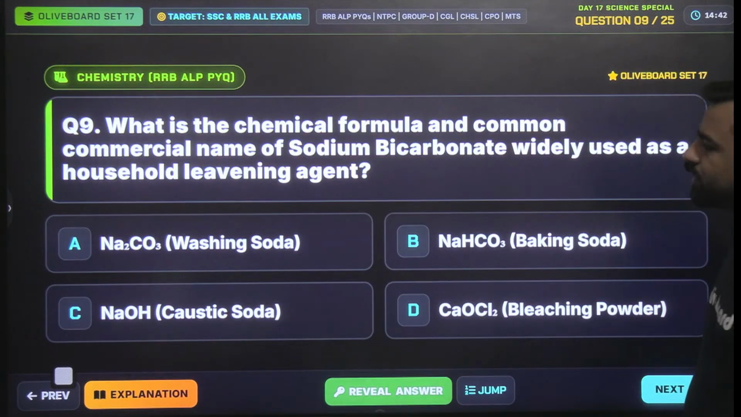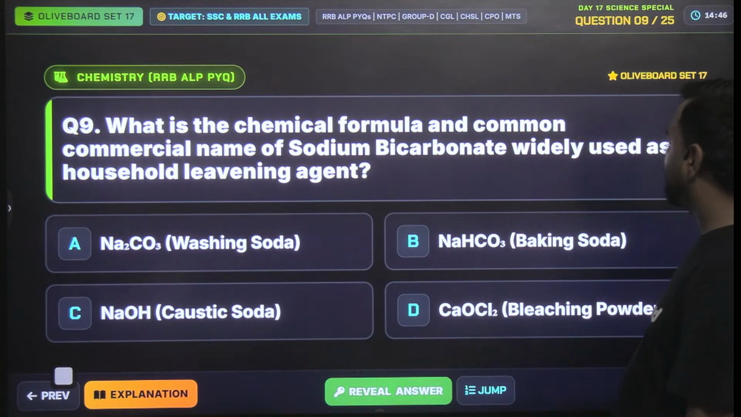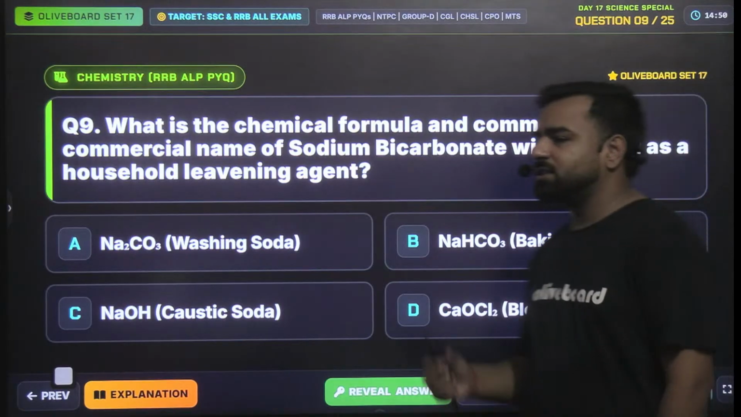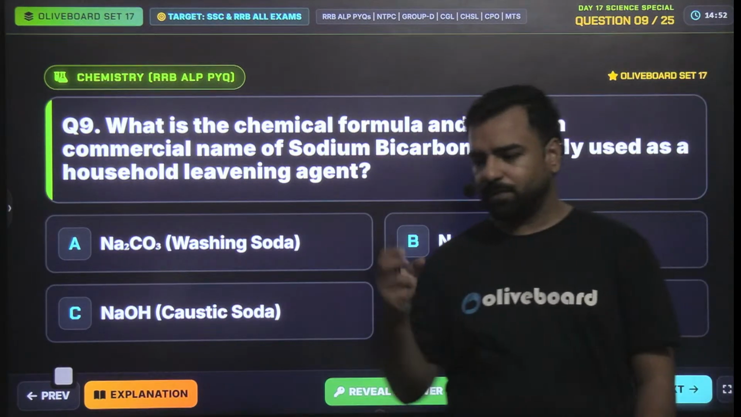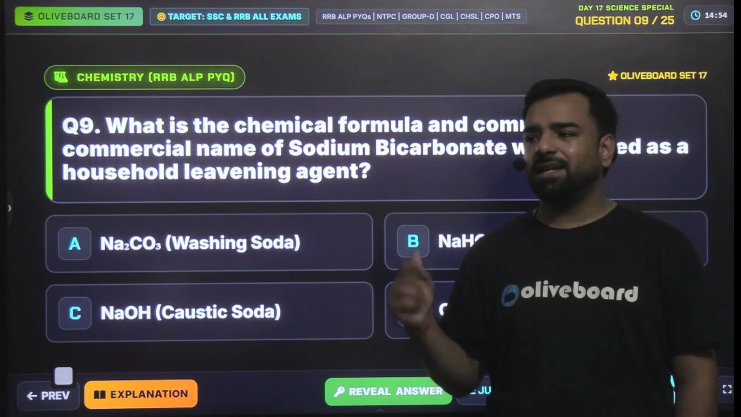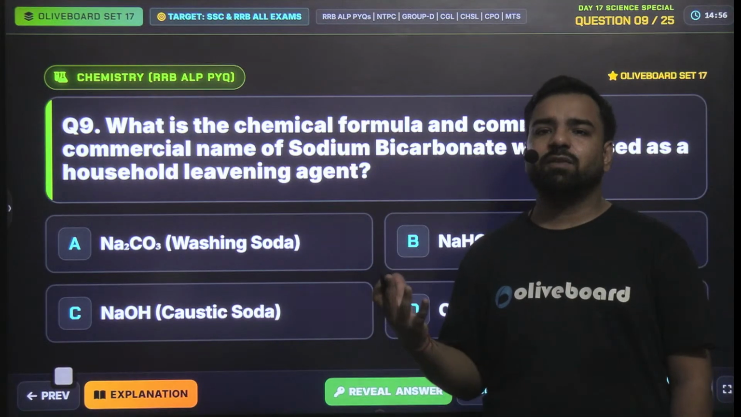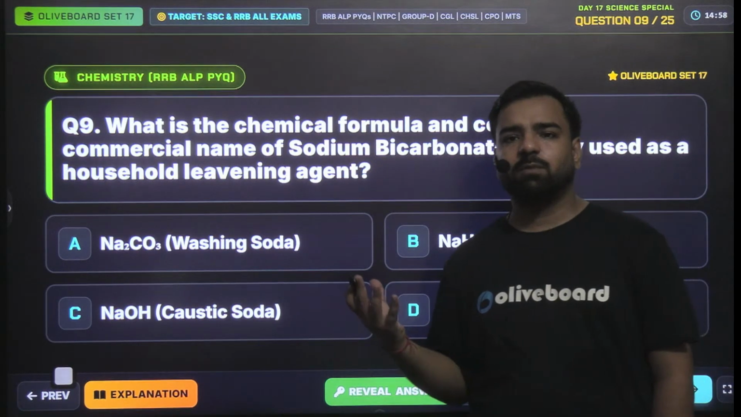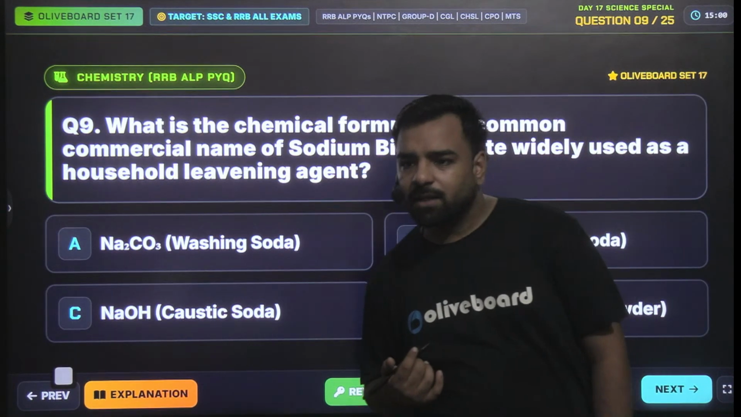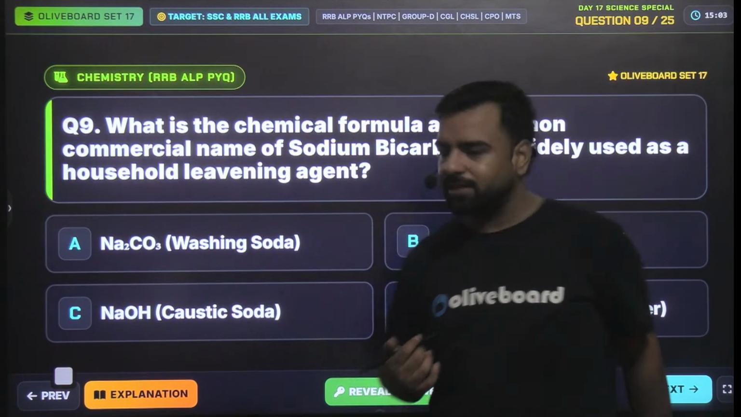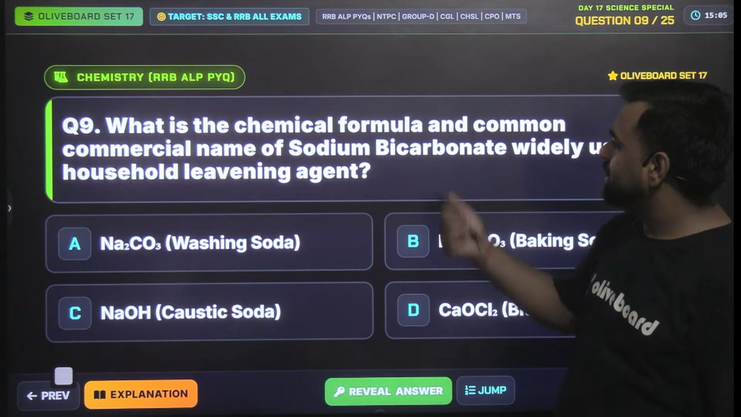Next, what is the chemical formula and commercial name of sodium bicarbonate, widely used as a household leavening agent? So guys, that's used in cakes for making them spongy, right? So this is the example of sodium bicarbonate. Sodium bicarbonate, that is what? Baking soda. And here both of you are correct. That's great. So baking soda, it's sodium bicarbonate.